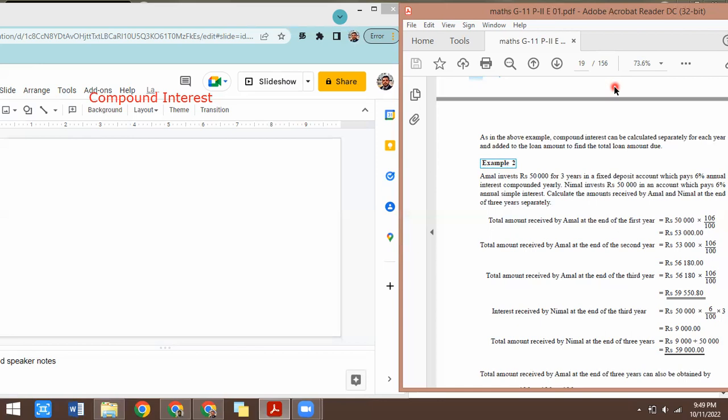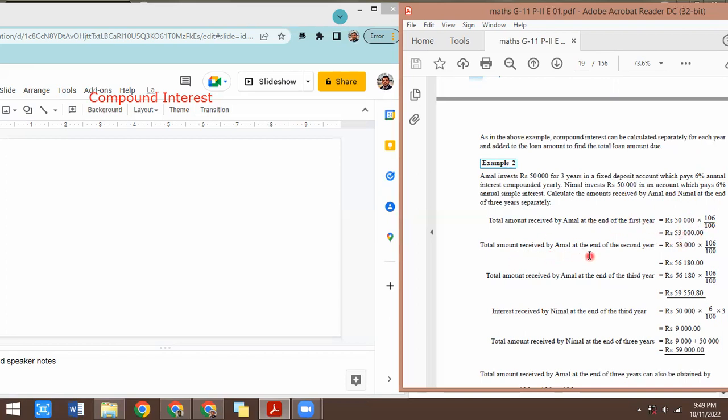So this 106, which we got on the top of the fraction, is by adding the 6% with the 100. So 100 over 100 will be the principal amount. In addition to the principal amount, there will be an interest of 6%. So that is why it is shown as 106 over 100. So when it is calculated, we get 53,000. So that is for the end of the first year.